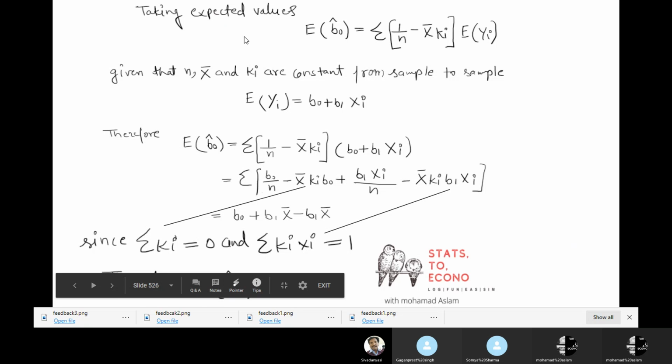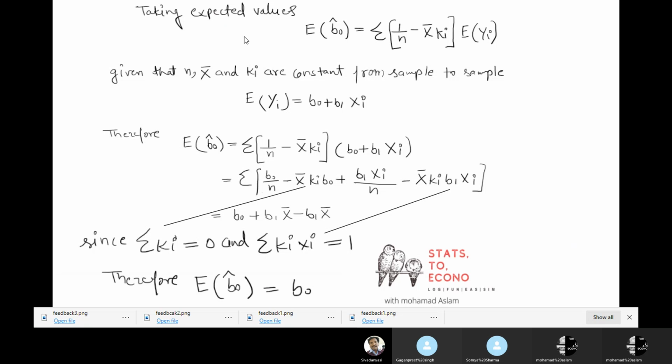Now if we take expectation and put these values, yi is equal to beta 0 plus beta 1 xi. So just put its value, expected yi value. Now this is a constant, because ki is xi upon summation xi square, and as we know xi is fixed in repeated sampling, that's a non-stochastic term. So we can keep it out of the expectation.